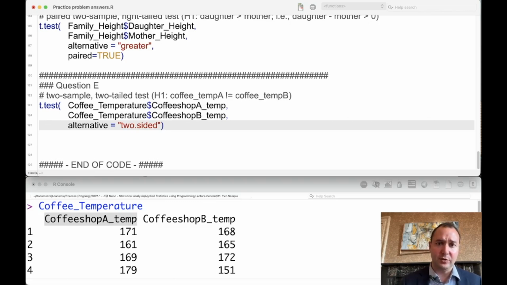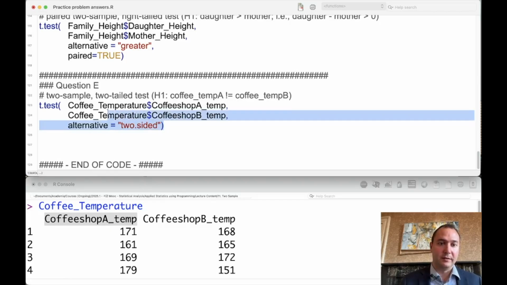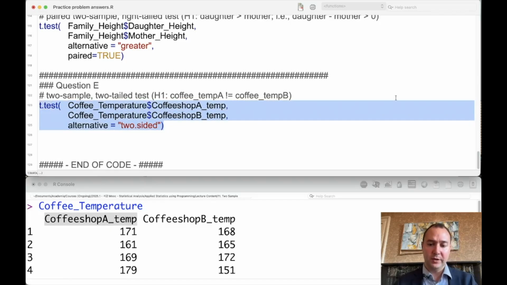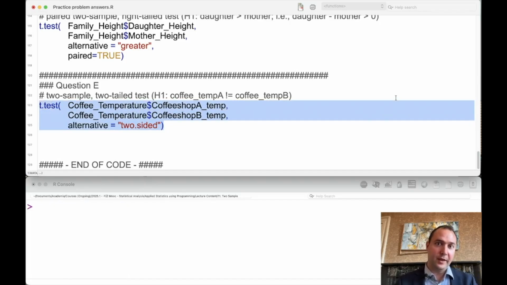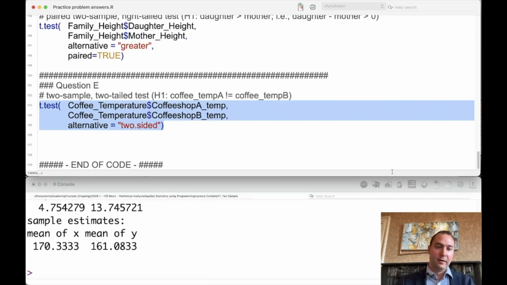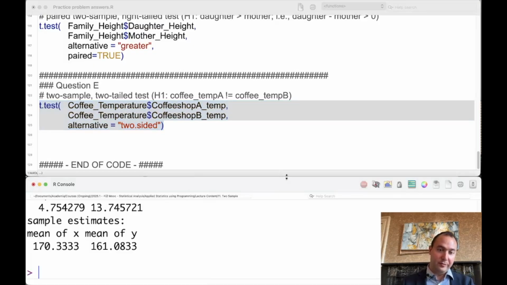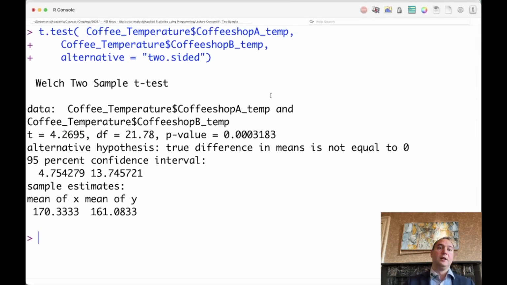All right, so do we have to do anything else? I think we can run our code. Let's clear our console and run our code. All right, so what do we have? Let's check. All right, so this is a Welch two-sample t-test. We'll come back to that in a minute. So let's check our results. Our results say our p-value is very small. That tells us that one coffee shop is different than the other coffee shop.